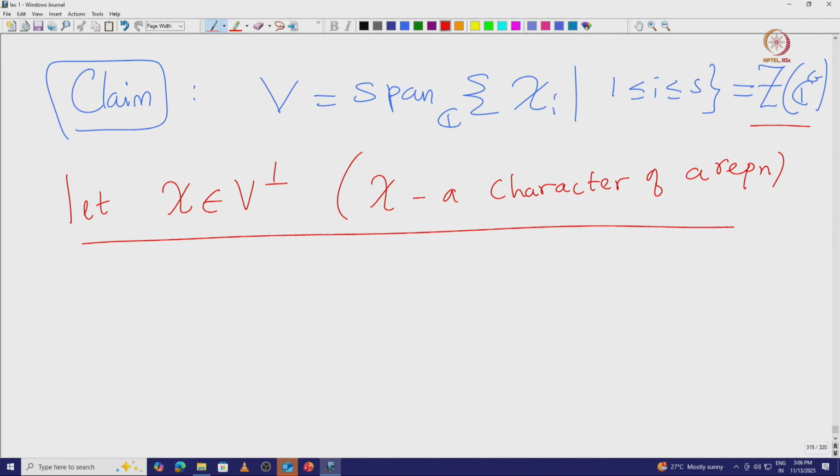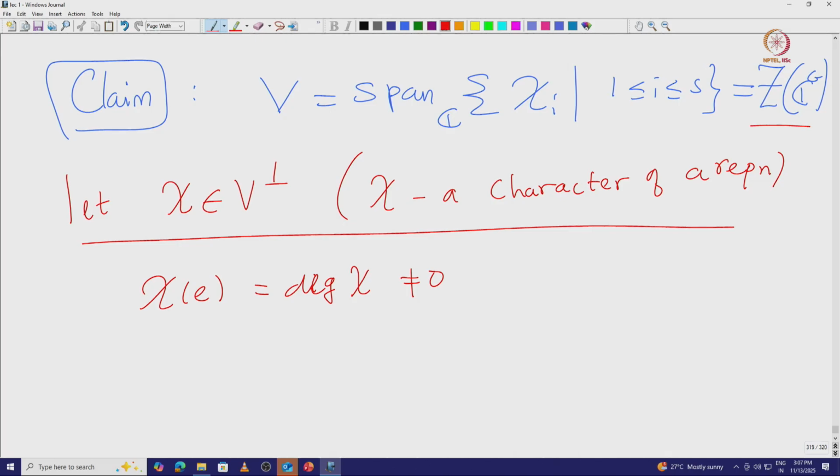Now if it is a character of a representation and the representation space is non-zero, then we know that chi of E is going to be the dimension of the representation space. Let me write it as degree of chi, which is supposed to be non-zero. Suppose the representation space is 0, then it is immediate that chi is 0, there is nothing to prove.